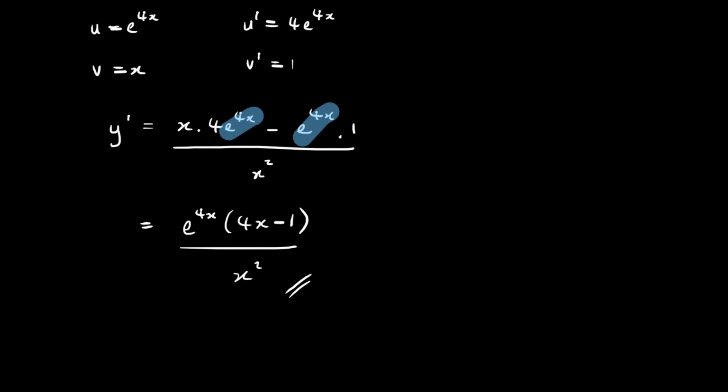And there we go. We've learned how to develop our understanding of differentiation of the exponential function, but this time using the product rule and the quotient rule, which we learned previously.